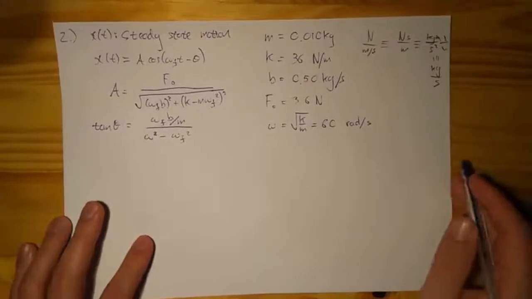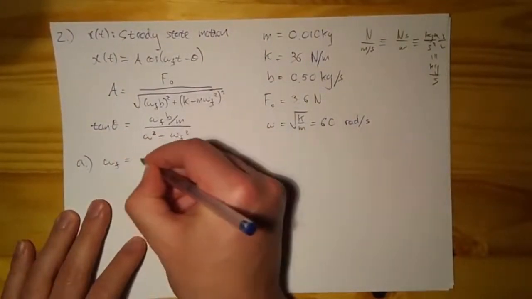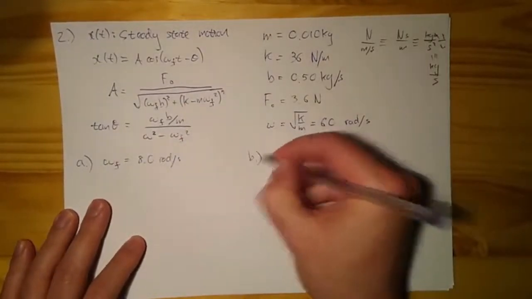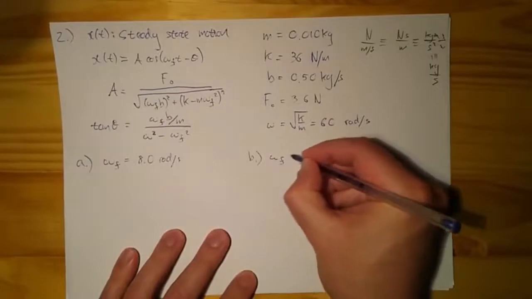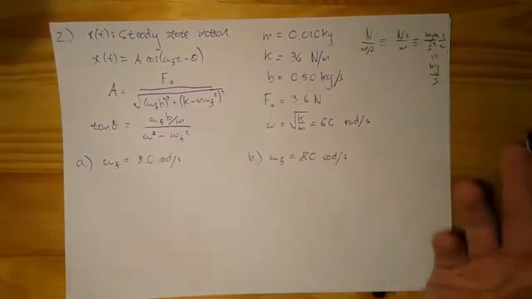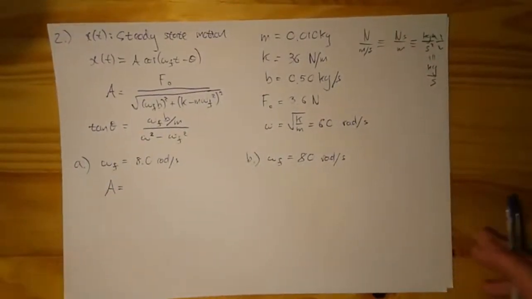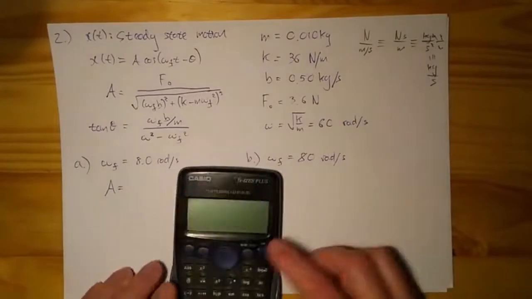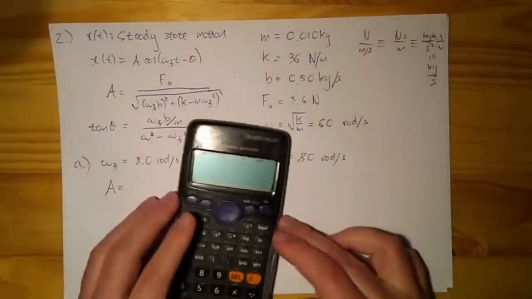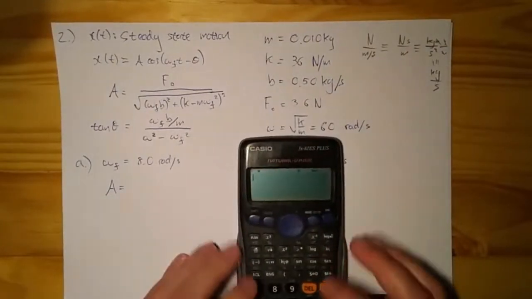Okay. And for part A, we've got to consider the case where omega_f is 8.0 radians per second, and for part B, where omega_f is 80 radians per second, and find A and theta in both cases. So it's as simple as that. So kind of a boring question. So okay, let's see. Now I just have to pay attention to what we're doing.